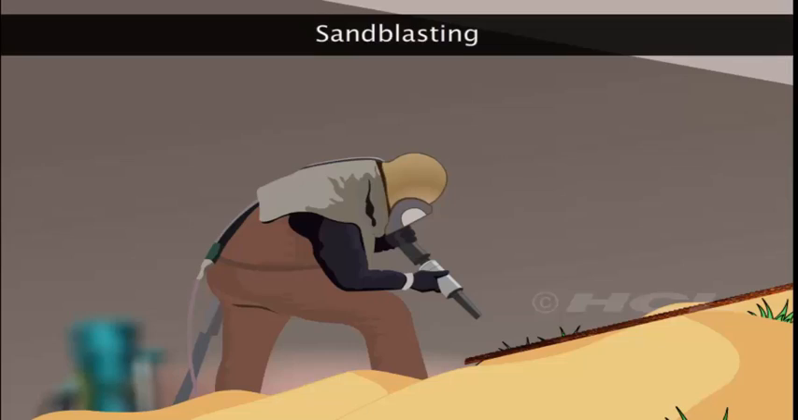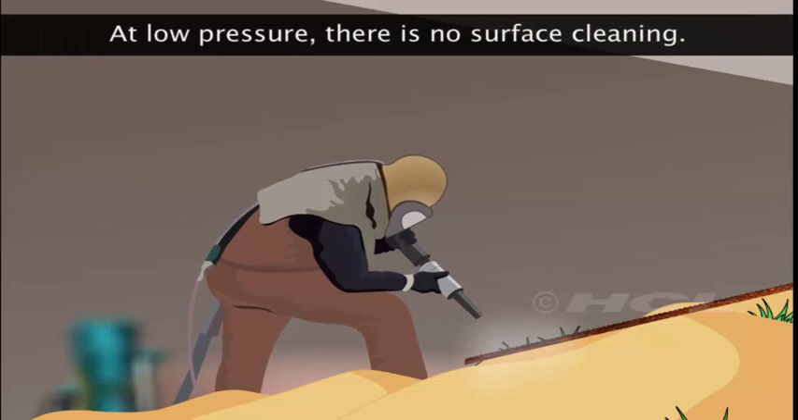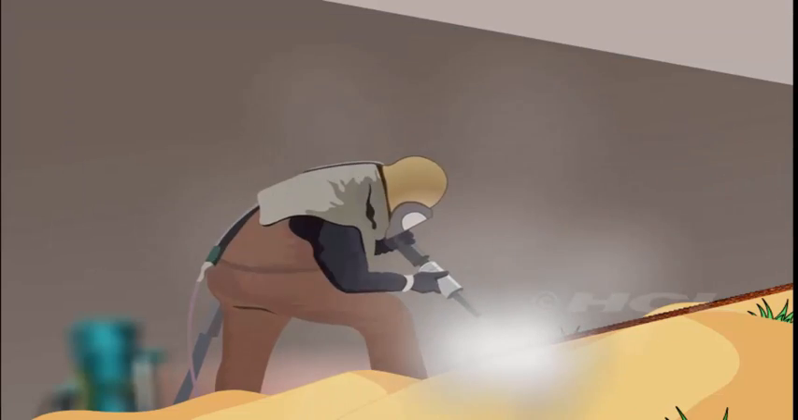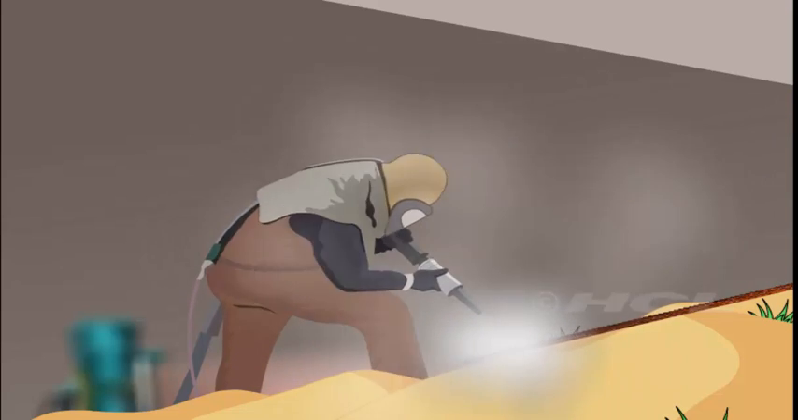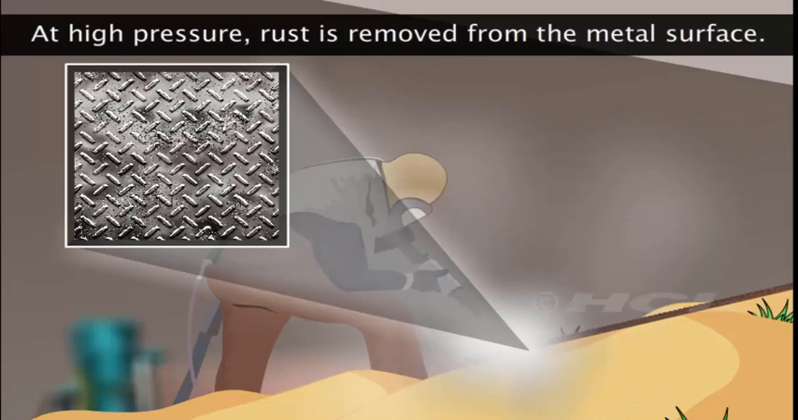Sandblasting equipment is another application of momentum. Applying sand at low pressure on a rusted metal component will not affect it. But when the sand is applied to the rusted metal component at high pressure, it removes the rust and heavy scales and makes the clean, bare metal visible. This is known as sandblasting.